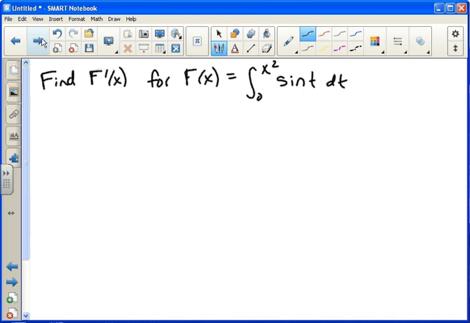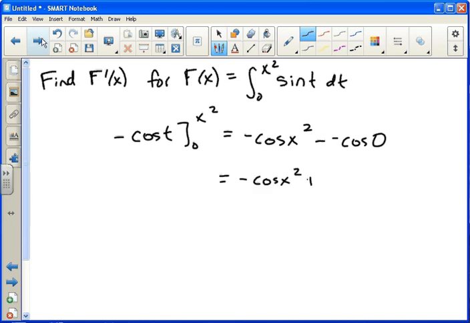Okay, if I actually solve this integral, I take the antiderivative, I get negative cosine of t from 0 to x squared. It gives me negative cosine of x squared minus negative cosine of 0, or negative cosine of x squared plus 1. Okay, so that would be another way to write our f of x. I've just solved the integral that was on the other side. Now to take the derivative of that, the derivative of negative cosine is positive sine, and I'm going to have to use the chain rule here and do times 2x, because that's the derivative of the inside. And then the derivative of 1 is of course 0, so it disappears.